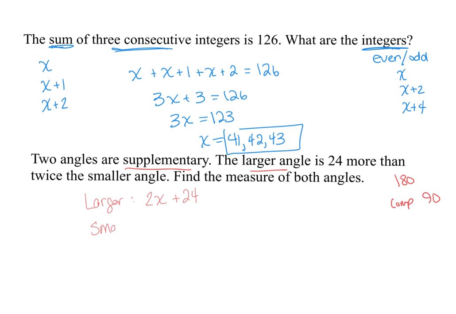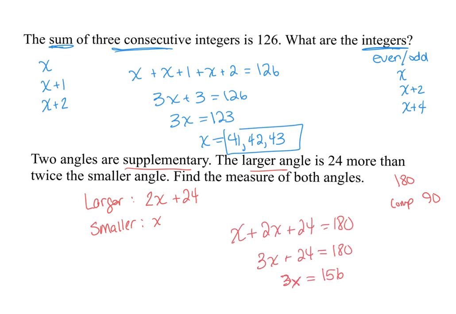We're just going to say the smaller, well, that is just going to be our x. And to find the measure, we're going to add those. And so again, it's supplementary, so it's 180. We're going to do the same thing we've been doing to solve these equations. We're going to combine our like terms, subtract that 24 over, and then divide by that 3.